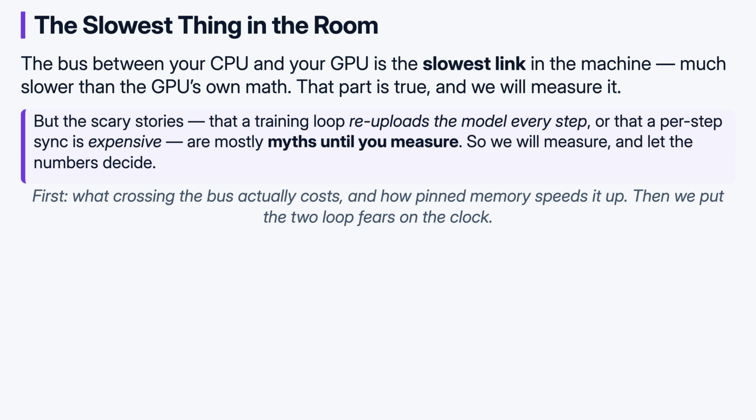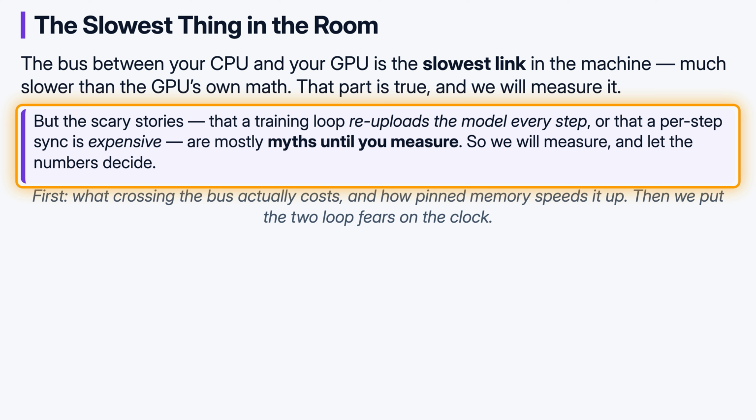The bus between your CPU and your GPU is the slowest link in the machine. It is much slower than the GPU's own math. That part is true, and we will measure it. But two scary stories get repeated a lot. One, that a loop re-uploads the model every step. Two, that a per-step sync is expensive. Both are mostly myths until you measure, so we measure and let the numbers decide.